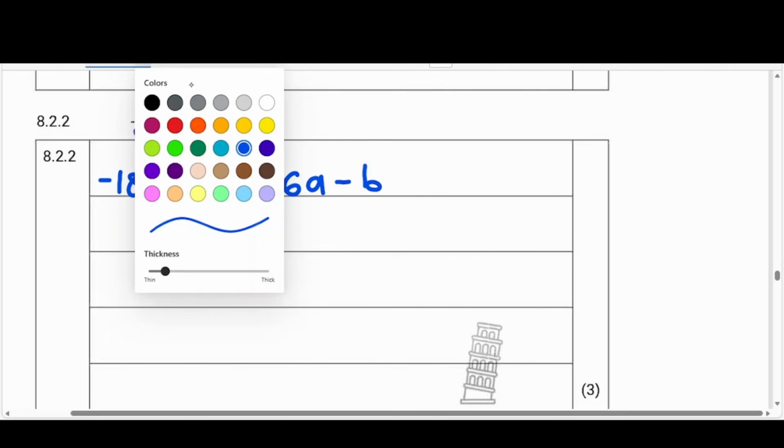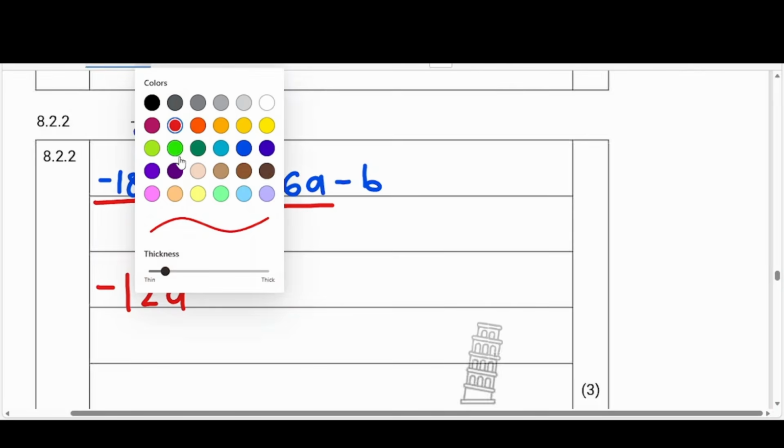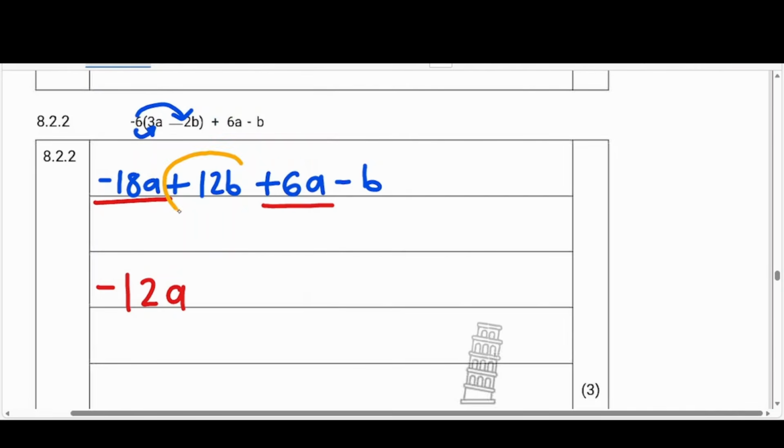Now we're going to do the like terms. So let's do the a terms first. Negative 18a add 6a: minus 18 add 6 is going to be minus 12a. And then we'll do the b terms. 12b take away b is going to be 11b. And that is as far as we can simplify that one.